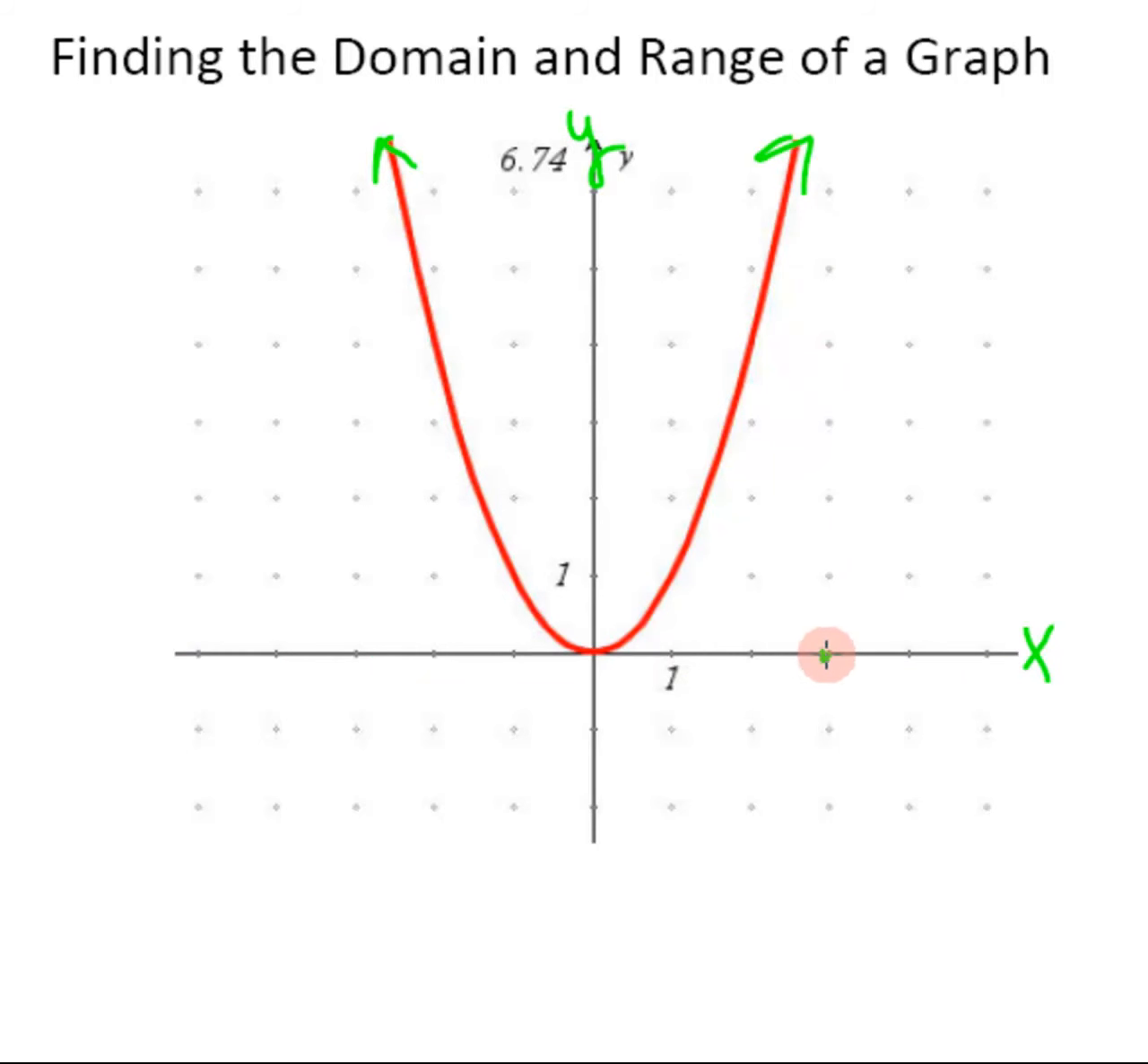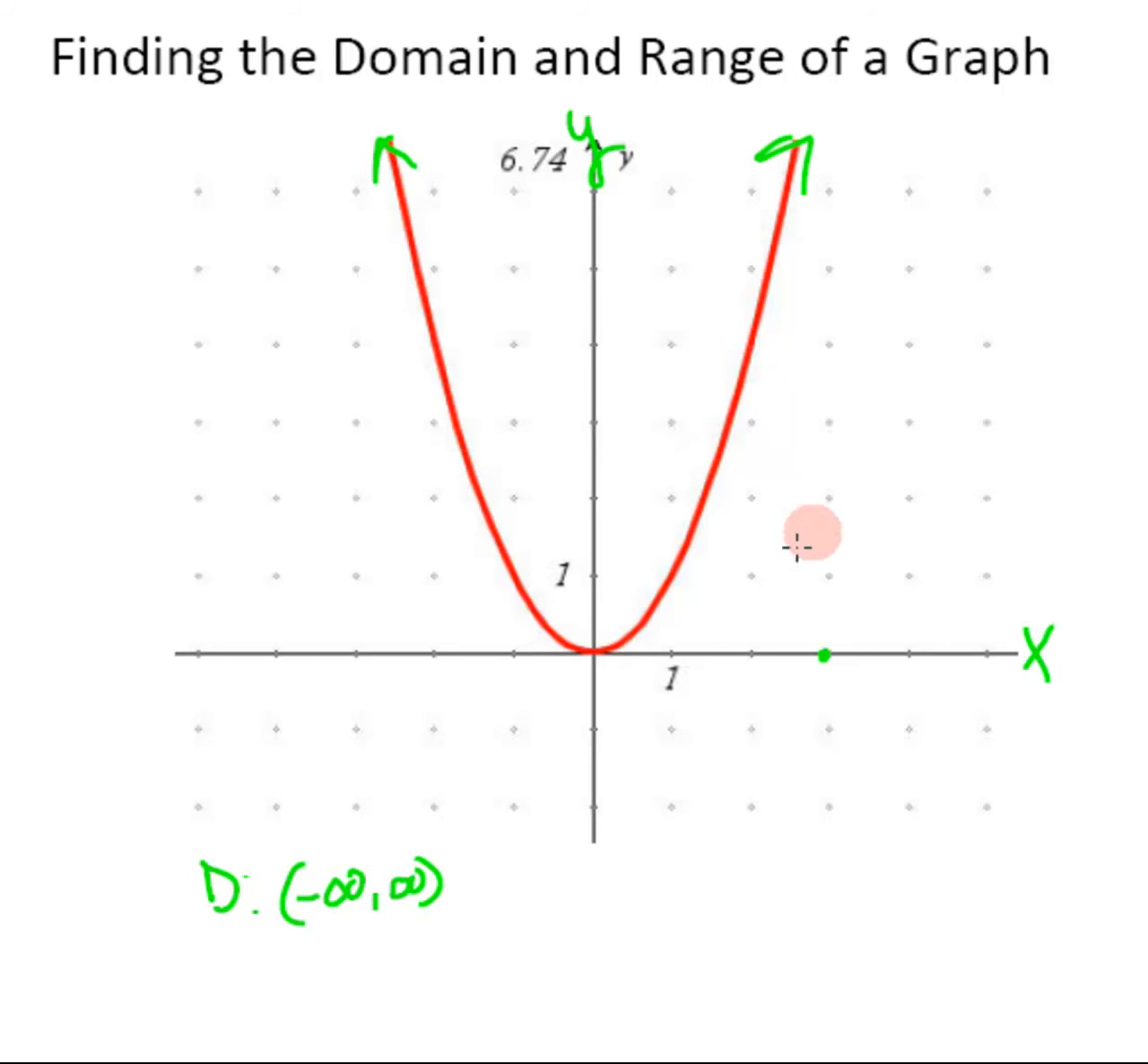So this point right here has a point on the graph. See, it's way up here though, right? Look, because that thing goes on forever. To the left forever, to the right forever. So we say the domain in this case is from negative infinity to infinity. That's the domain. Okay. Now what's the range?